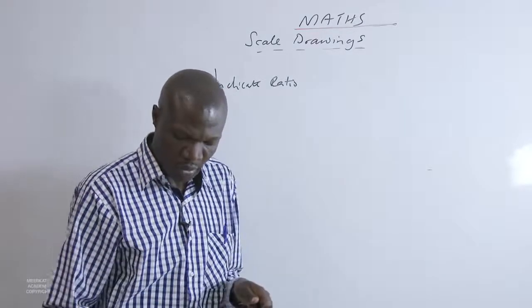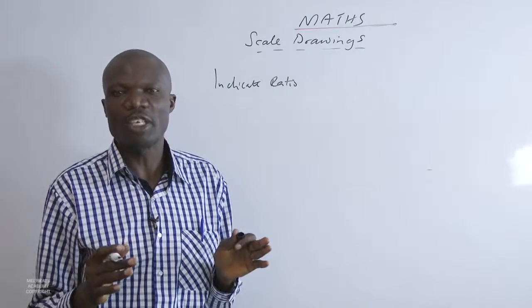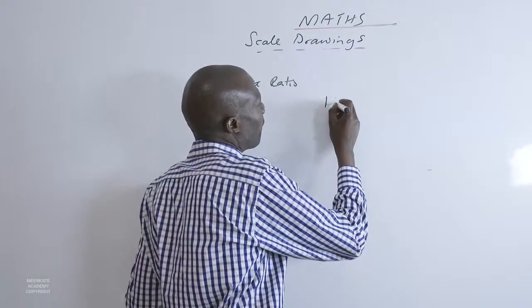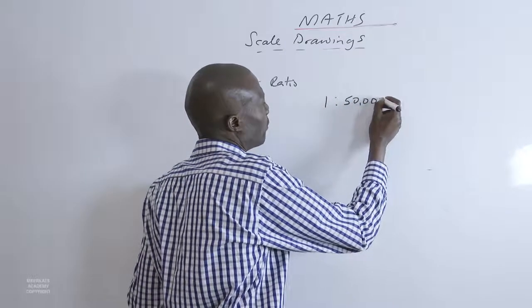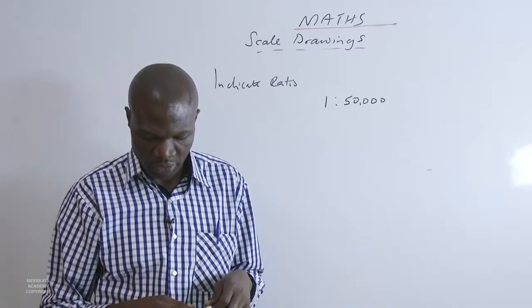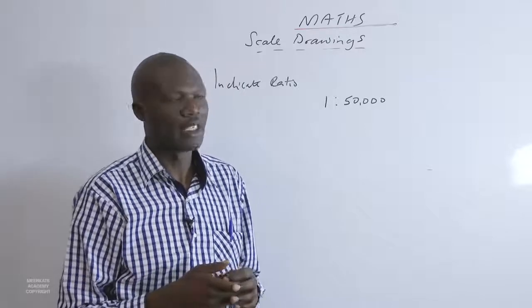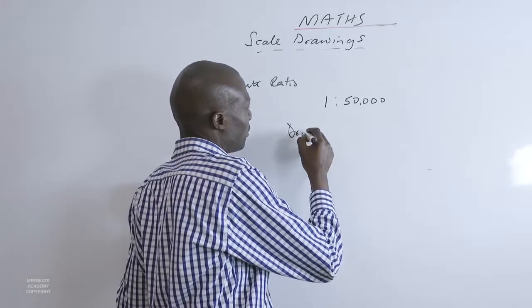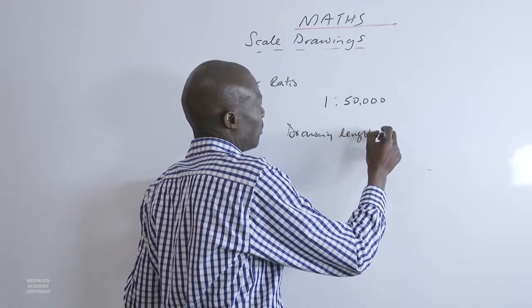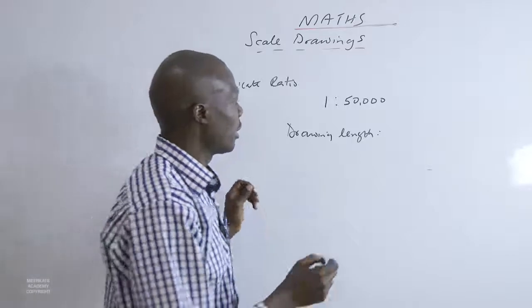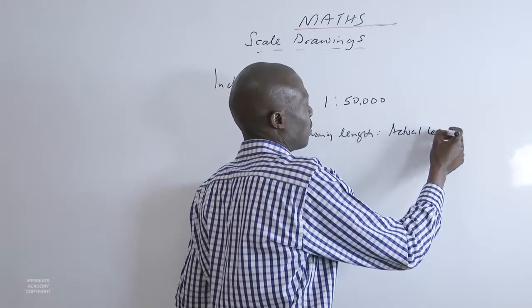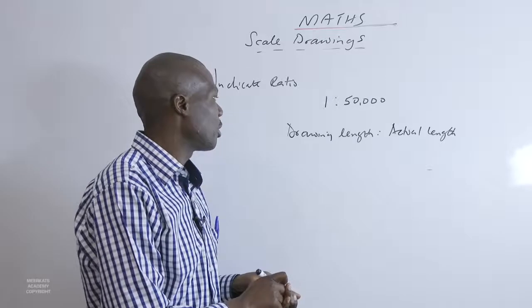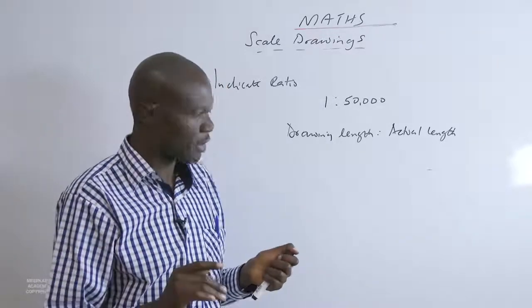You must indicate the ratio every time you are working on scale drawing. A ratio like 1 to 50,000 means that the first number is the drawing length, and the second one is the actual length. Right? That's what we have. In a scale, we start with the drawing length and then the actual length.